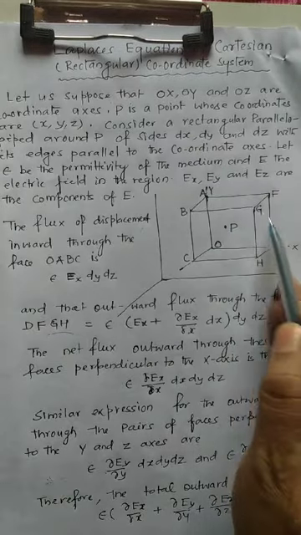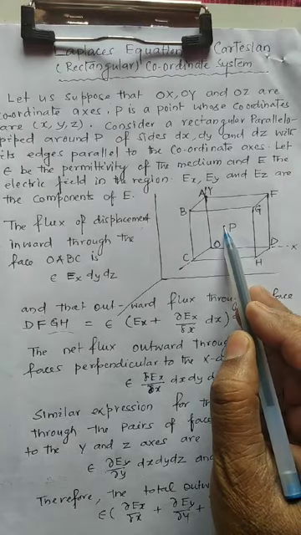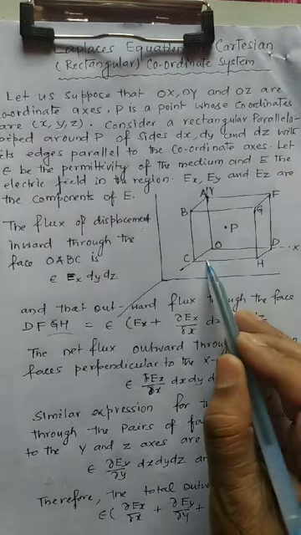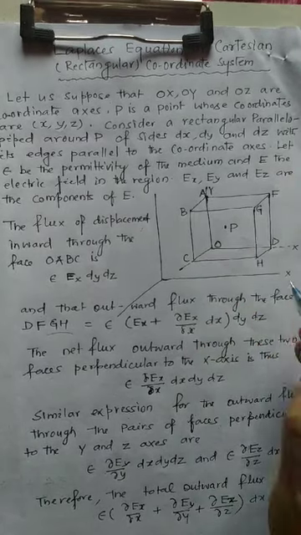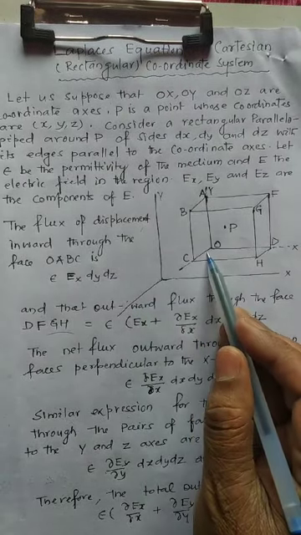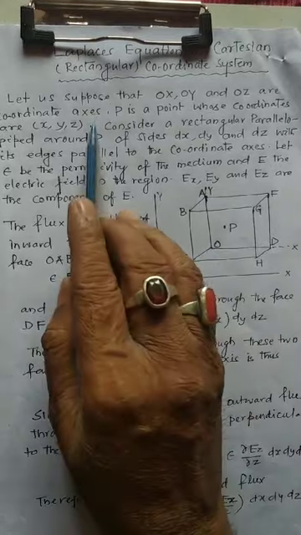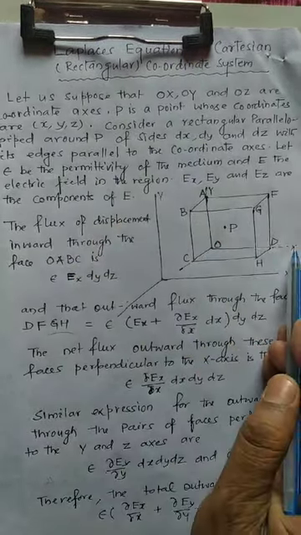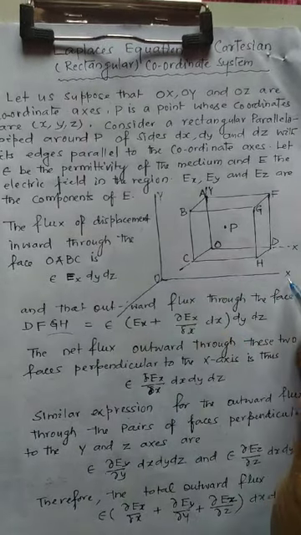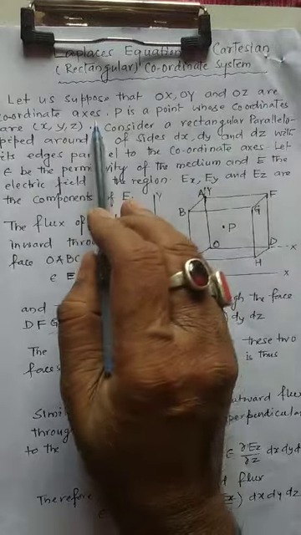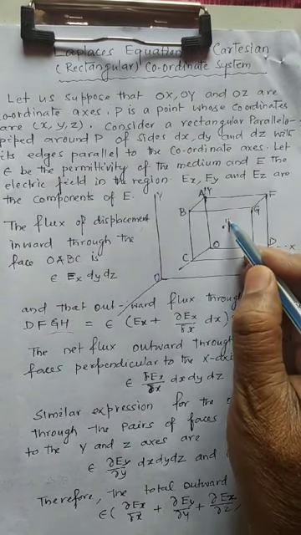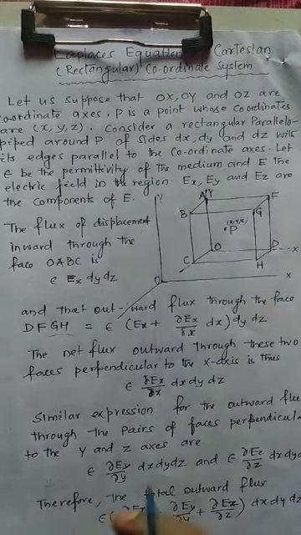This is a parallelepiped. P is a point here. This side is parallel to the x-axis, this side is parallel to the y-axis, this side is parallel to the z-axis, and the corner is O. Let us suppose that OX, OY and OZ are coordinate axes. P is a point whose coordinates are x, y, z.